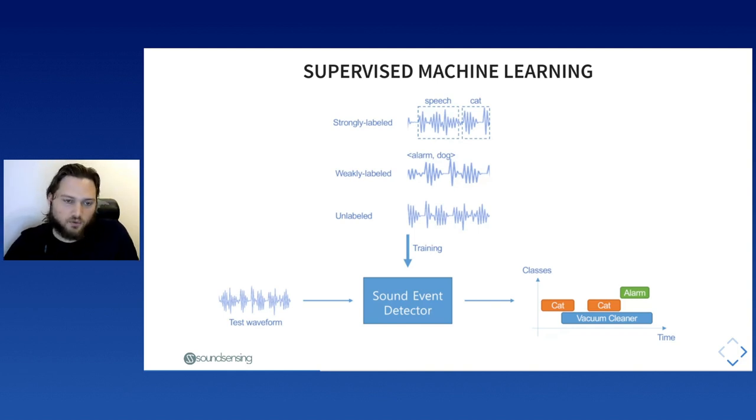So when you have this labeled data set, you put it into a training process, and the training process will spit out a model that can now act as a sound event detector for your specific classes. And then that sound event detector can take an input audio and spit out the timestamped events that we have in this audio.